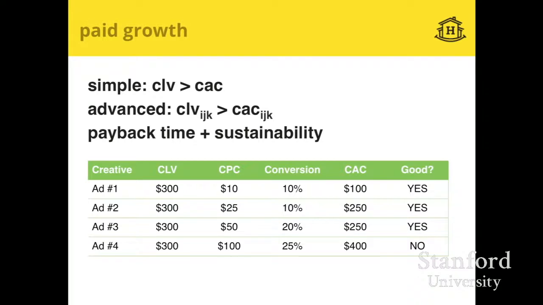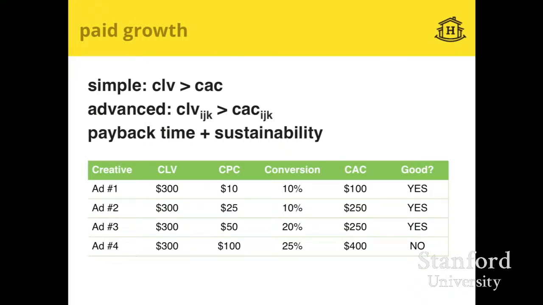So an example is, the slide here has an example. Say you run a bunch of ads, these are 4 ads, over 12 months, the customer is worth $300 to you. Each one of these ads, when you click on it, the CPC costs different types of money. And then when they click on the ad, they have to come to your site and sign up or buy something. And the conversion rates are different for all these ads.